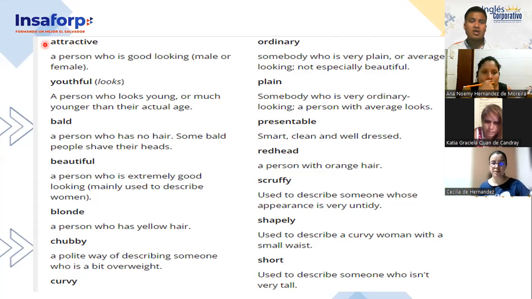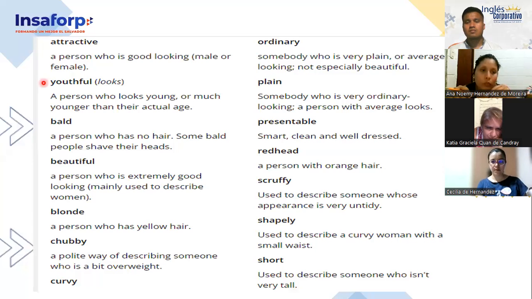So we are going to start with the first one, which is this one right here. And I will need Anna Noemi to help me with the first one. Go ahead, Anna. Okay, teacher. Attractive: a person who is good looking, male or female. Okay, when we say attractive, obviously we're talking about someone good looking. Atractivo, right? We said attractive. Now, Katia, go ahead and help me with number two. This one. Okay, teacher.